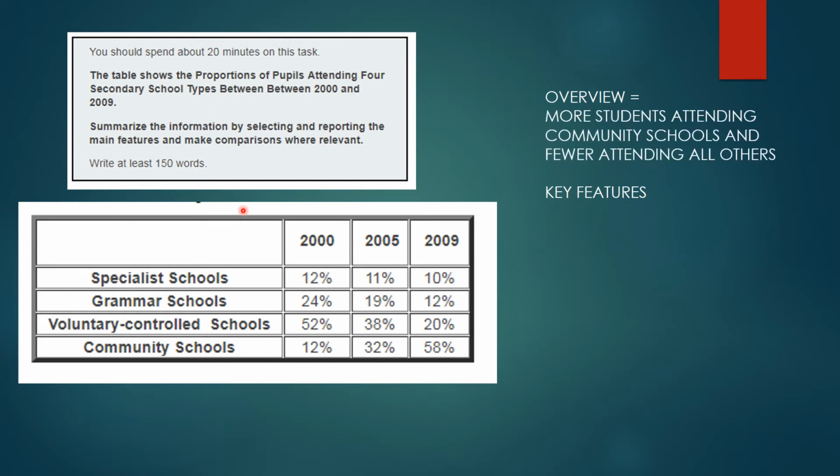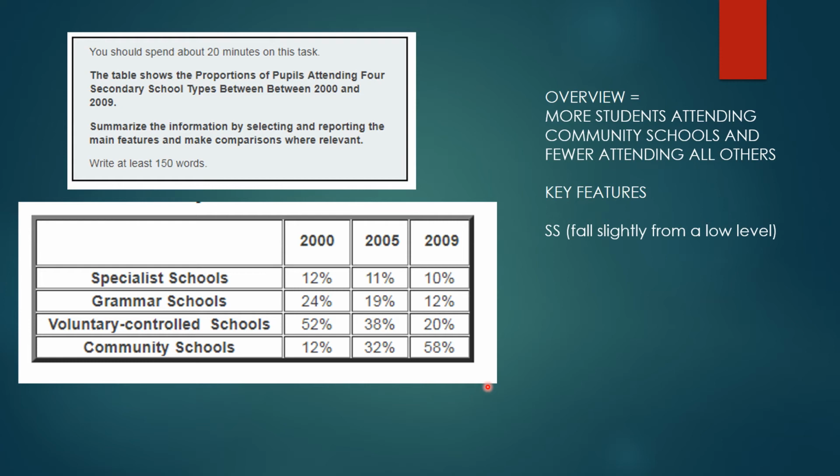Okay, there is a pattern here in the overview. You can see that all the first 3 categories, the numbers fall consistently. The last category, the numbers rise. So the overview, which is a simple statement about all of the data, is that there are now more students attending community schools and fewer students attending other kinds of schools. But what about the key features?